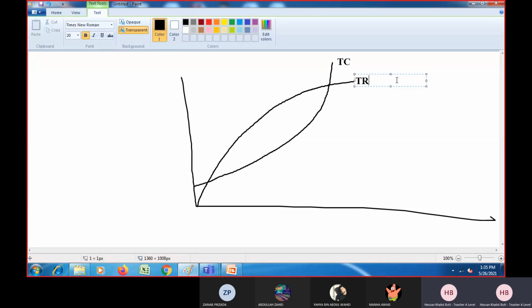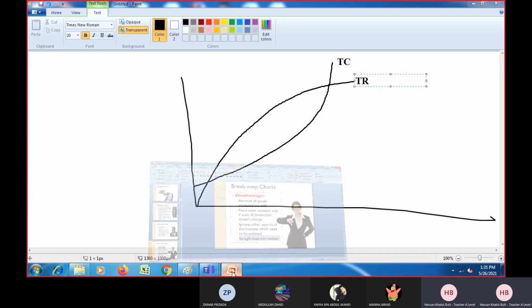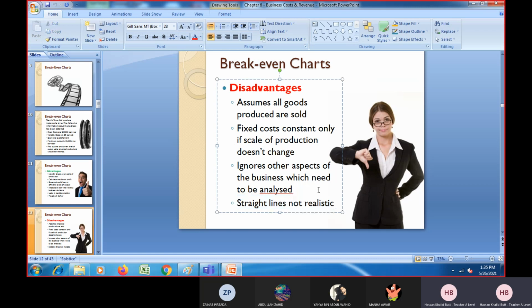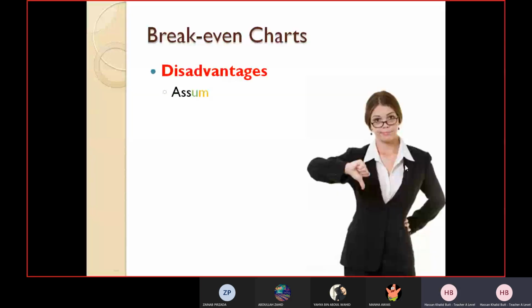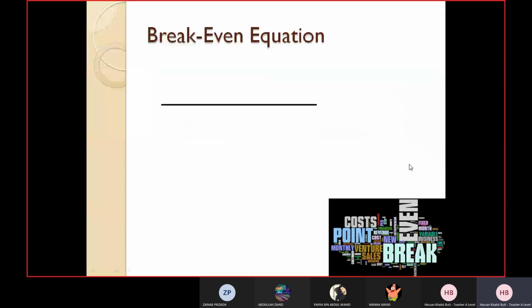But you need to understand these look like curves, okay, and these are the general way to draw total cost and total revenue curve. But this is not done while drawing a break-even chart, right? So this is also one of the disadvantages there. You can draw this diagram as well while developing your point if you want to. So that's it. And then let's move on to the next slide.